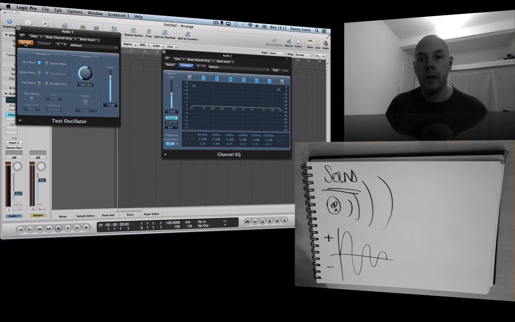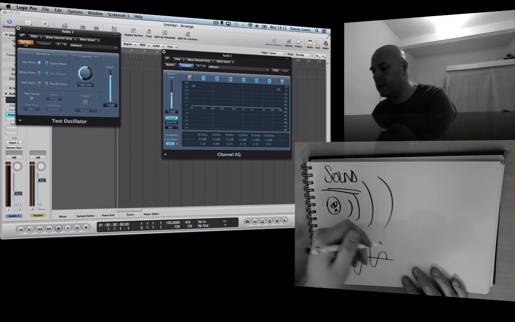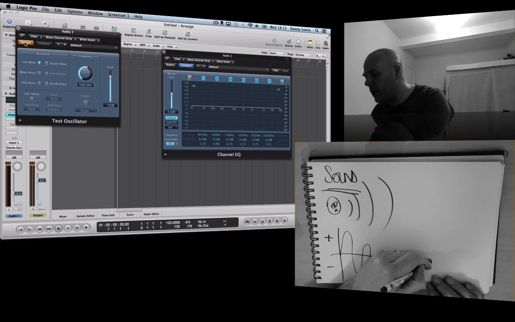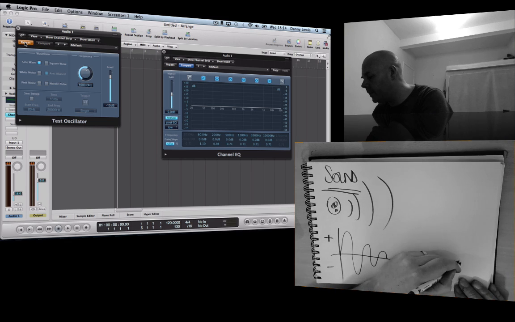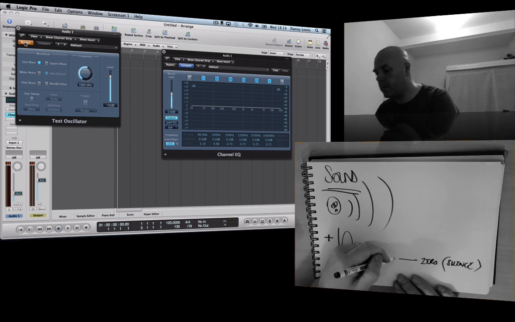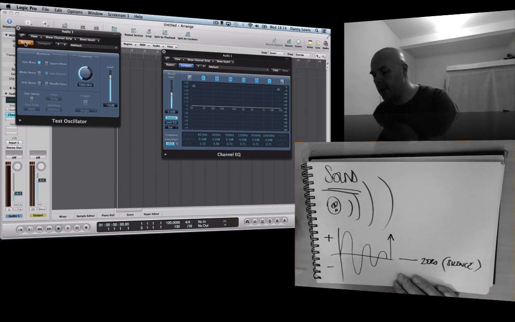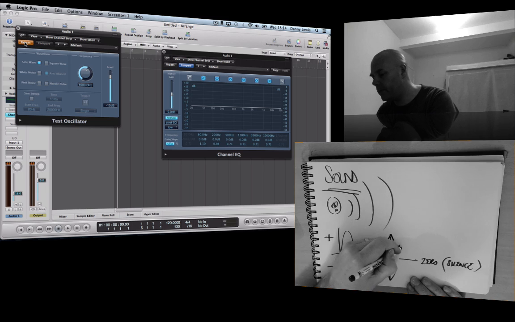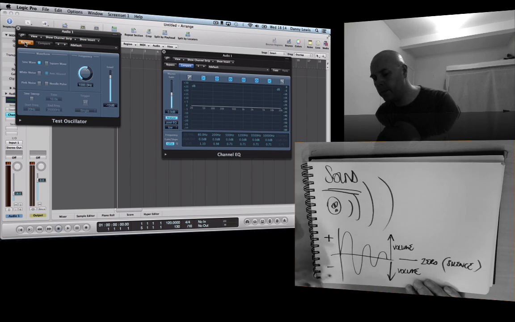So sound in terms of the volume is represented on the vertical scale here. The zero point is silence. Sound radiates upwards on the positive side and then down on the negative side. So that represents the volume. Horizontal is time. Okay, so volume, time.